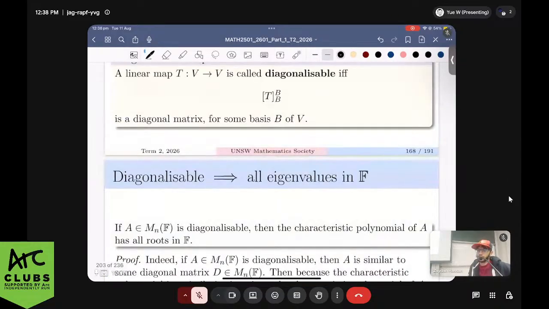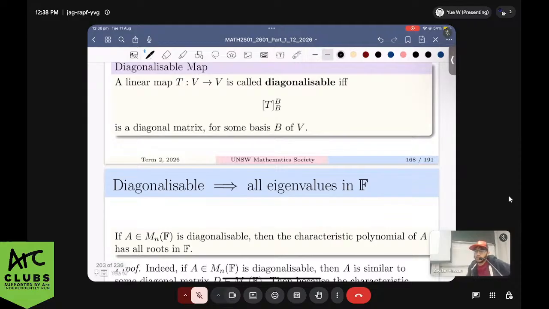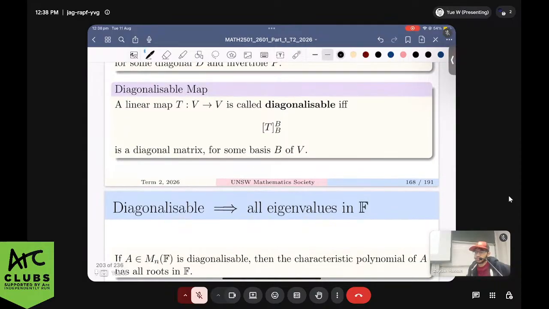Okay, so what's pretty interesting is if you have a diagonalizable matrix, all the eigenvalues are in the field. Meaning if you have a real matrix which is diagonalizable over R, then all the eigenvalues are actually real, or all the roots of the characteristic polynomial are real.